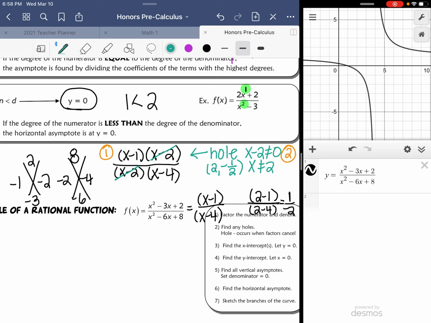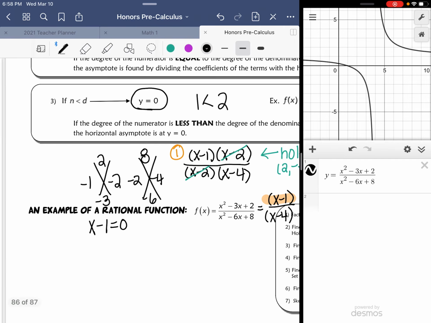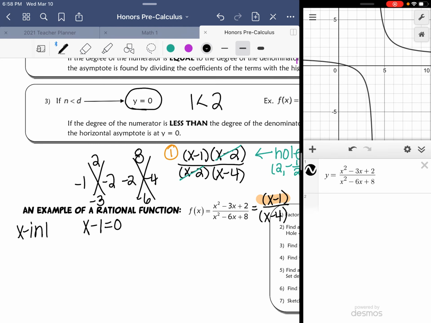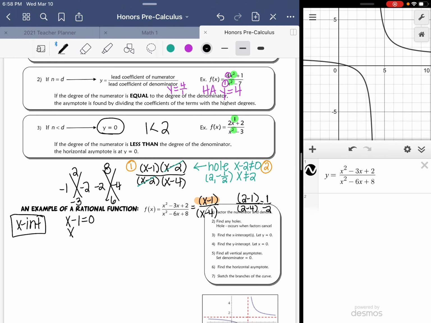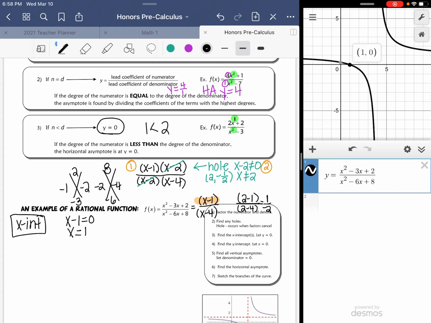Now I'm going to state my x-intercepts. So my x-intercept is going to be what's left over in the numerator. So what's left over in the numerator right now is x minus 1. So x minus 1 can equal 0. And I'm going to actually go ahead and label this so that I know what I'm talking about for each one. So I know that I have an x-intercept at 1. Again, I can check my graph. My graph does show me that I have an x-intercept at 1. So I actually have a solution at 1. All right, so that was step number 3.